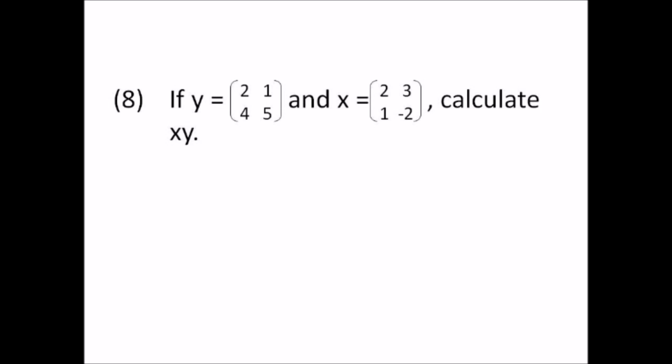So put x in front, so it's matrix 2, 3, 1, negative 2 times matrix 2, 1, 4, 5. You have to work it in that order. So work it and put an answer. Remember, when you multiply matrices, you have to use the rows in the first one by the columns in the second one. Multiply the rows by the columns in the next one, and you'd get your answer for that.